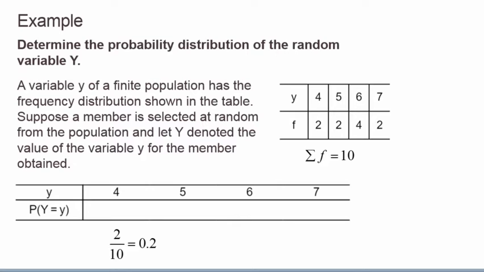So that's going to be true for 4. 5 has a frequency of 2, so that will also be 0.2. 7 has a frequency of 2, so it will also be 0.2. 6 has a frequency of 4. 4 divided by 10 gives us 0.4. So the probability that y equals 6 is 0.4. 0.2 plus 0.2 plus 0.4 plus 0.2 does equal 1. So our probabilities are correct.